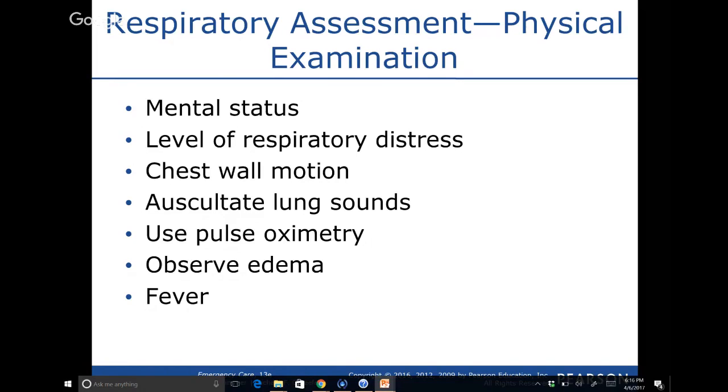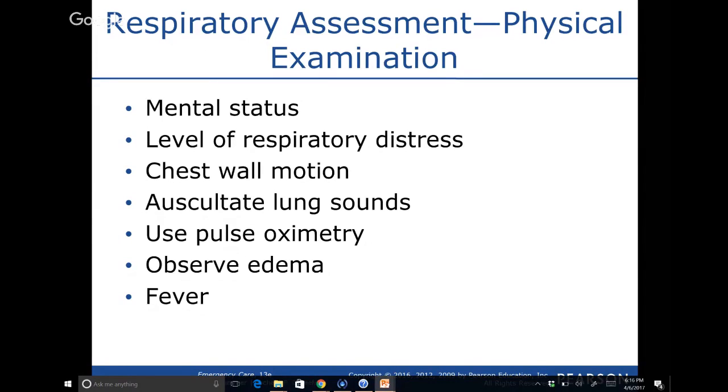Auscultate lung sounds. Obviously, you're just listening to breath sounds, and I had you listen to the breath sounds on the mannequin. If you don't remember the terms I gave you, you can describe them: the lung sounds sound wet, I hear wheezing in this area. Typically the doctor is going to listen anyway, but you'll at least alert them to listen sooner, that these breath sounds aren't clear.